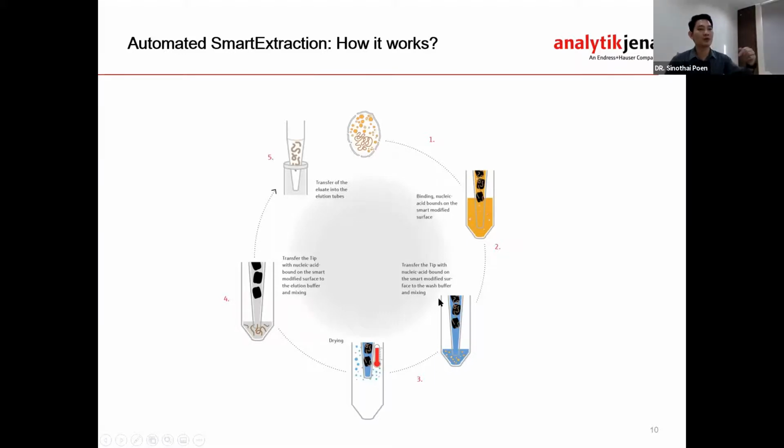During washing, the robot will bring tips containing DNA bound smart modified surface to the wash buffer cavity, and then perform pipetting up and down for washing. After the washing has completed, the robot will just blow air to dry the smart modified material. And for elution, the robot brings tips containing smart modified material with DNA bound to the elution buffer cavity, and then pipetting up and down, so the DNA will be released to the solution.